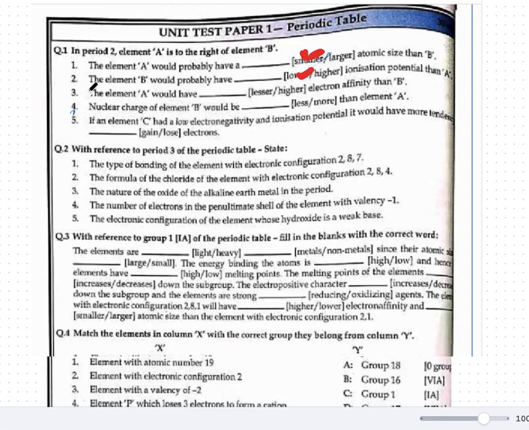So it is lower. Element A would have lesser or higher electron affinity? As we go from left to right in a period, the electron affinity increases. So A, if it is to the right of B, will have a higher electron affinity than B. Nuclear charge of element B would be less, or will it be more than element A? As the atomic number increases from left to right, nuclear charge also increases. So nuclear charge will be less for element B, because B is to the left, than A.